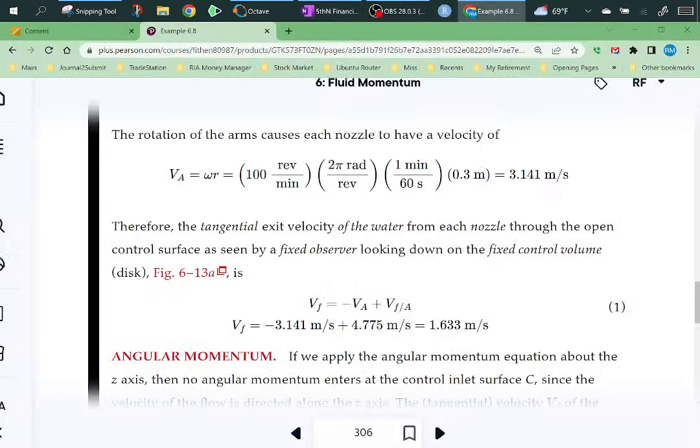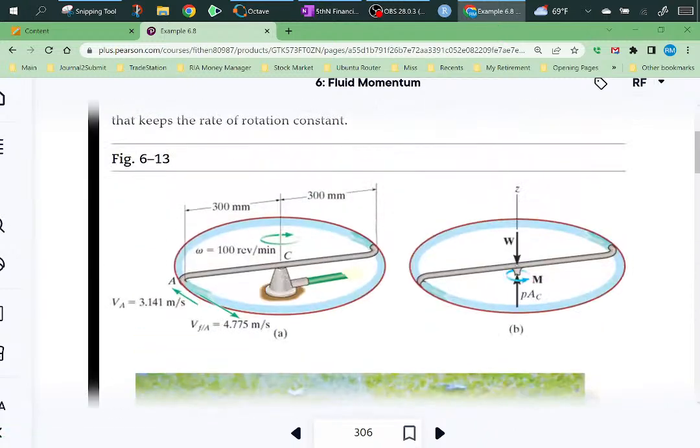So if you look back at this, that's kind of what he's doing. He starts with VA equal to omega R, 100, 2 pi, 1. So he gets 3.141 meters per second squared. That is what's shooting out. So therefore, the tangential exit velocity of the water from each nozzle through the opening control surface, looking down the fixed control figure. What does that figure look like? Oh, that's that.